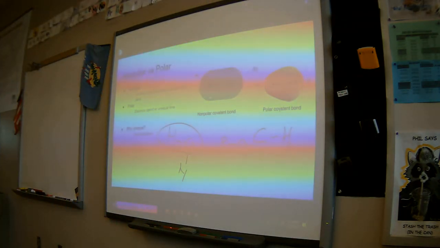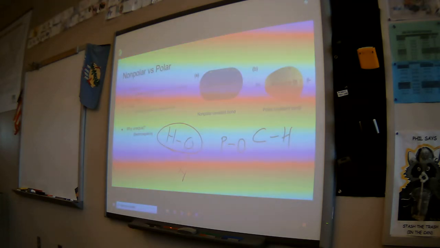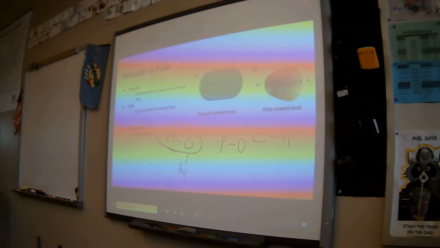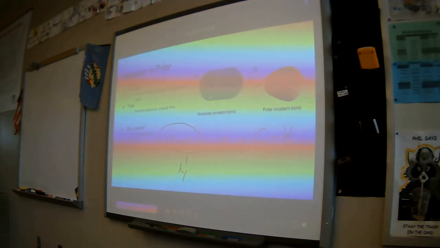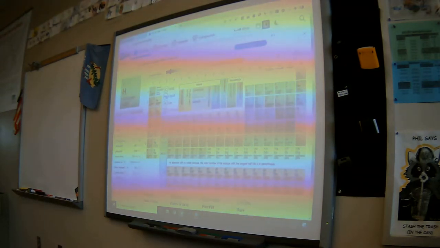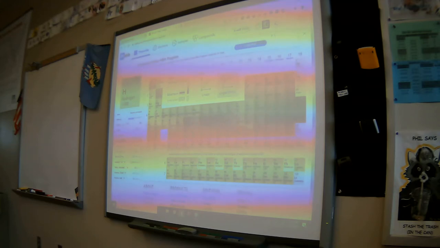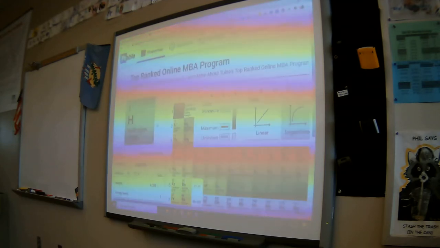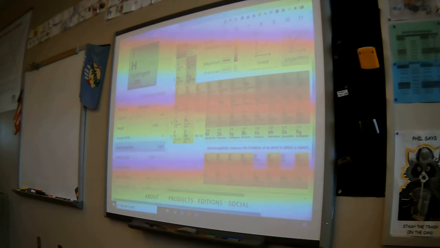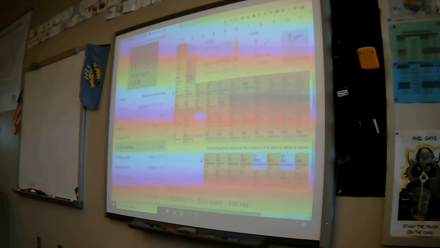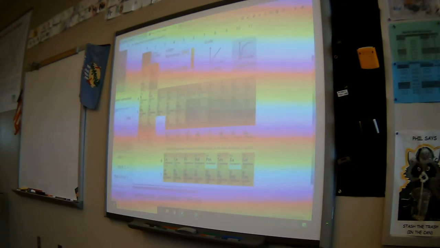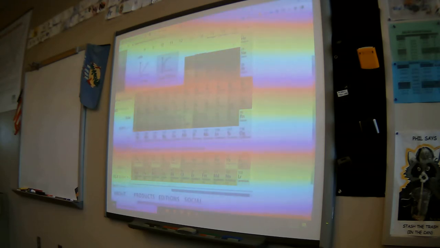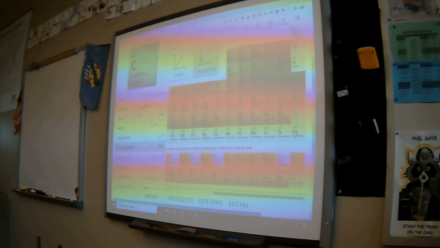Well, here's the thing. Remember, hydrogen is really weird because it's up there, right? Let's actually go to our favorite website in the world. P-table, you go to electronegativity, and guess what? You can see, let me make this a little bit bigger. Electronegativity of hydrogen is what? 2.2. I go over to carbon. What's the electronegativity of carbon? 2.5. How close is that?